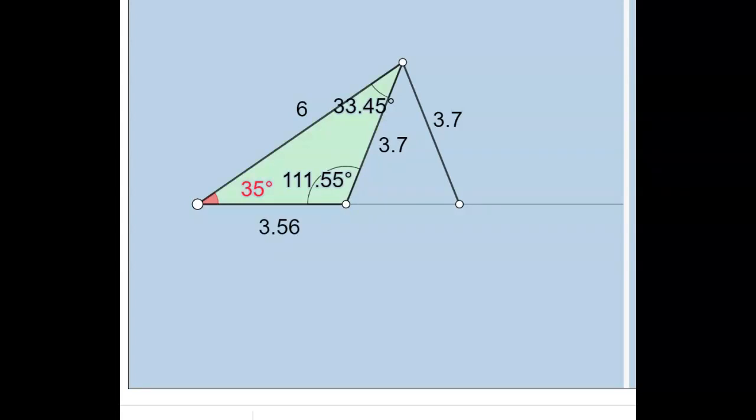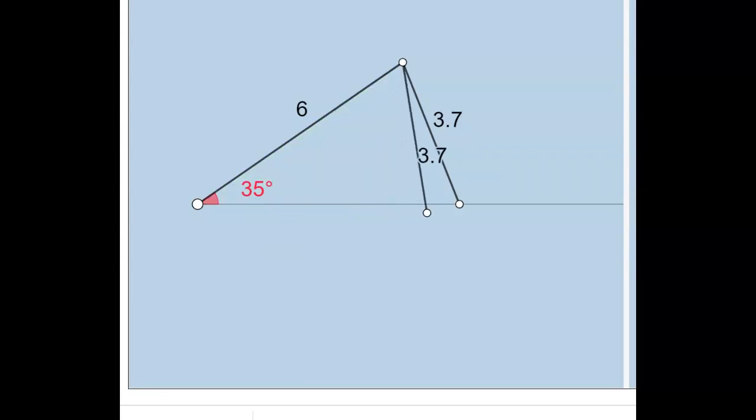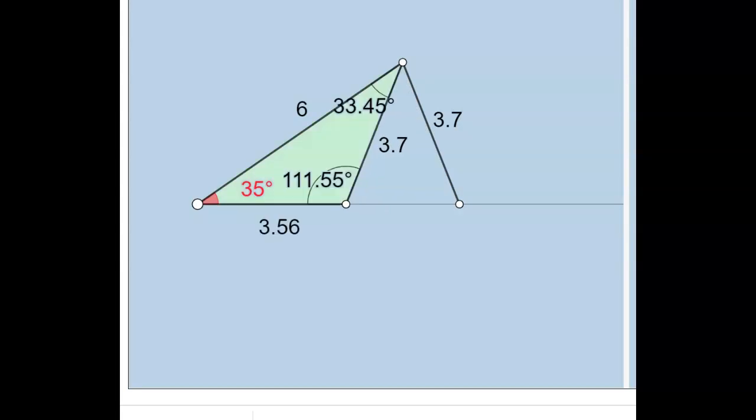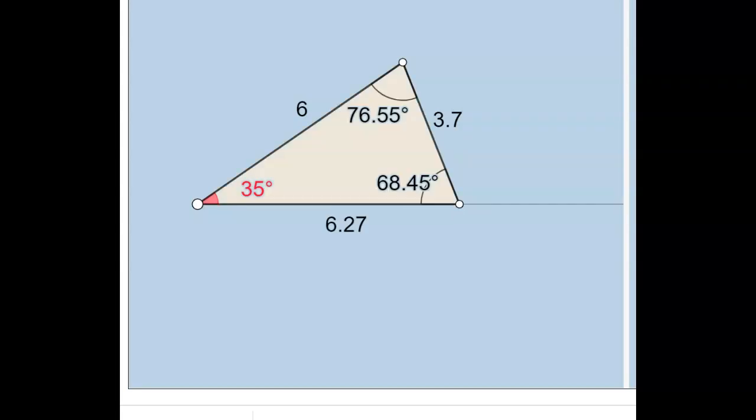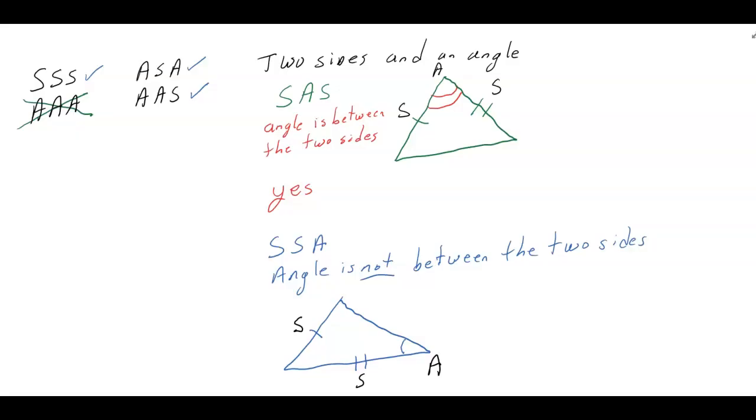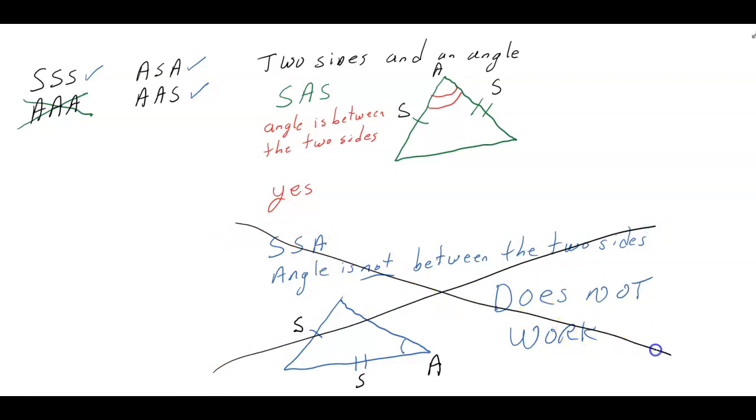So for angle, side, side, it's possible you get this green triangle, or it's possible you get the off yellow or off white triangle. So if you have angle, side, side, you get two different triangles. Therefore, angle, side, side is not a method to justify congruent triangles. So coming back to this page here, side, side, angle does not work. So I'm going to put a big X through this one. Side, side, angle does not justify congruent triangles.